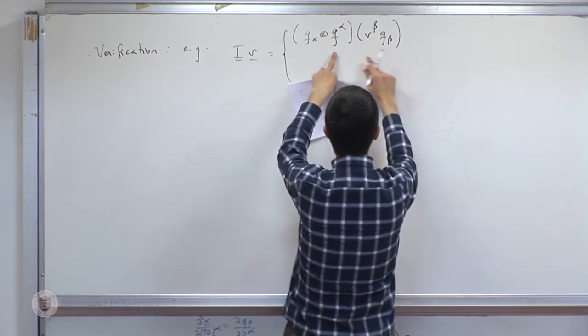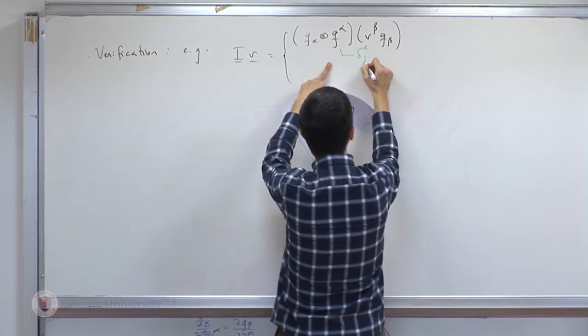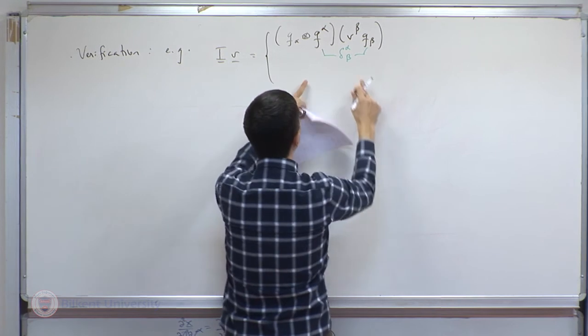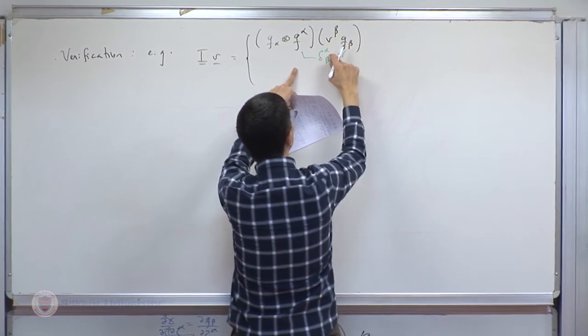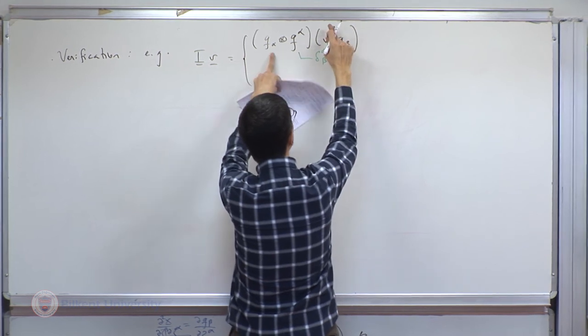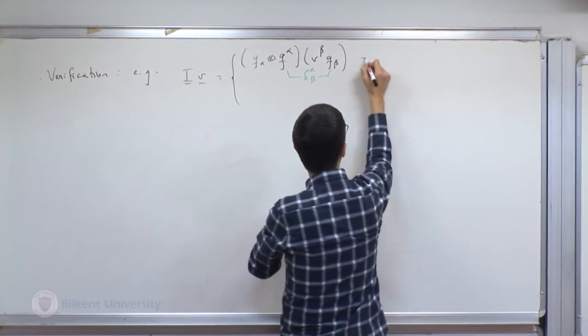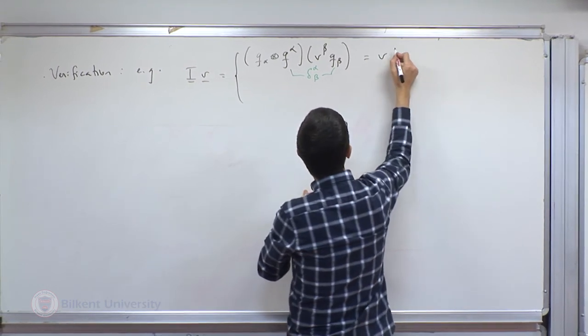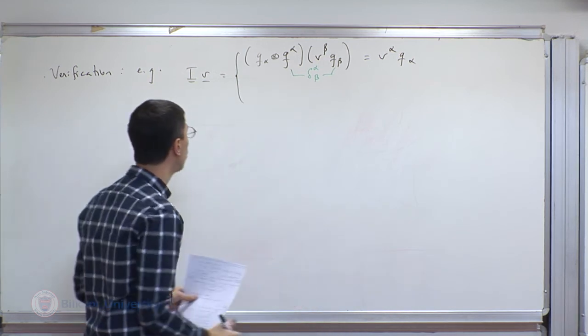So when this operates, I will have G alpha G beta, that is delta alpha beta. And then beta indices will cancel. I will have V alpha left, V alpha, G alpha. That's one choice.